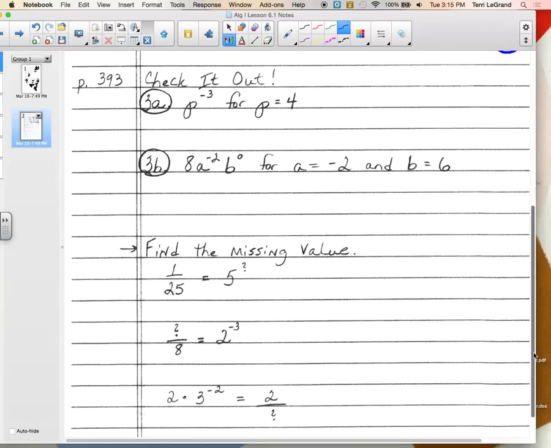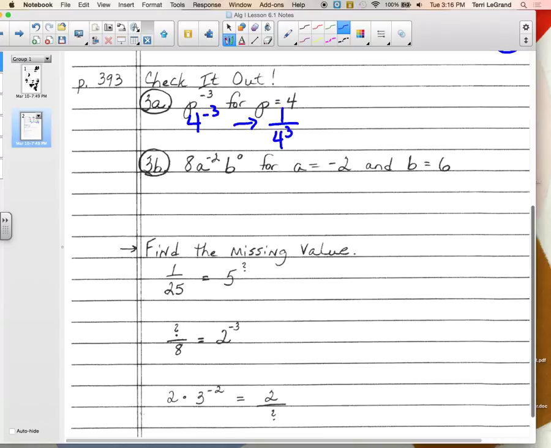Okay, let's do this next one, 3a. P to the -3 for p equals 4. Well, the first thing we're gonna do is substitute that 4 in for p. So we have 4 to the -3 power, which can be rewritten as 1 over 4 to the 3rd power.